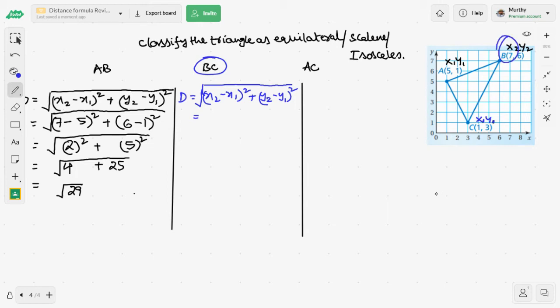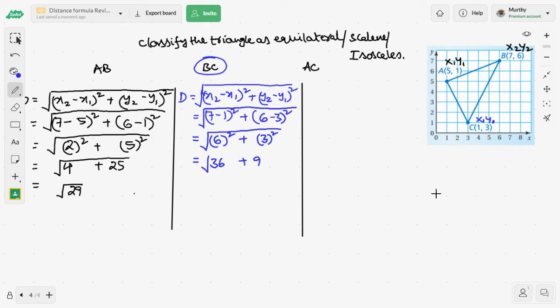So what is x2? Subtract x1. I see that 7 minus 1, 7 minus 1 whole square, plus what is y2? It is 6, subtract 3, which is 6 subtract 3 whole square under the square root. So 7 minus 1 gives me 6 square, 6 minus 3, 3 square. So 6 square is 36, 3 square is 9. So 36 plus 9 gives me 45.